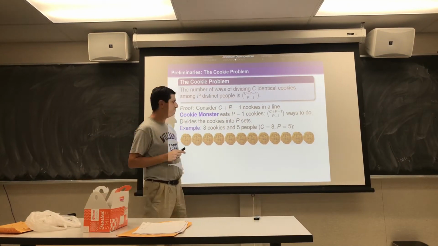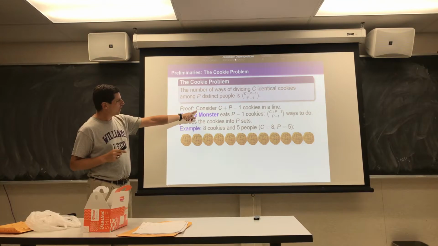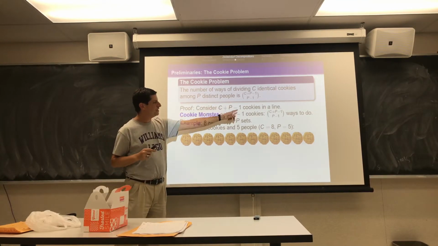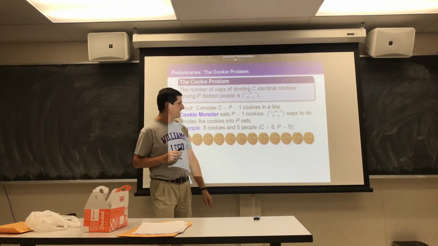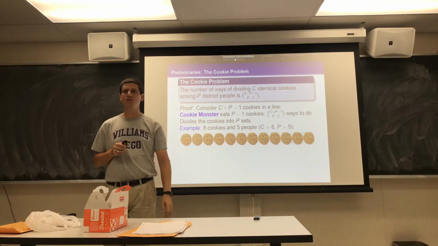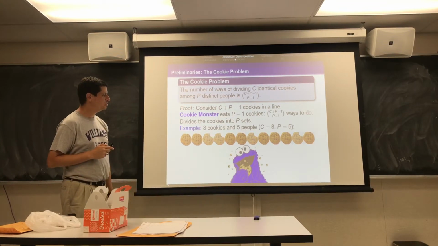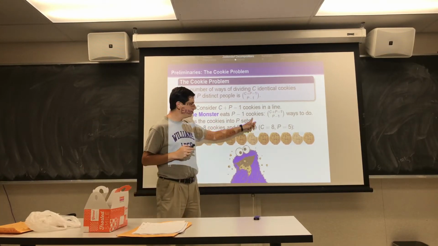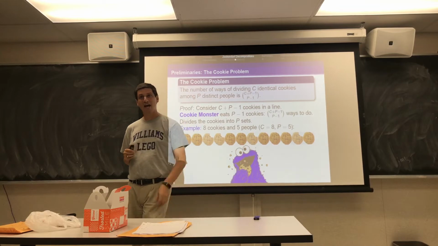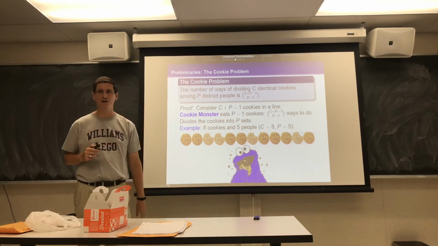So imagine we have 8 cookies and 5 people. So I consider 8 plus 5 minus 1, I consider 12 cookies in a line. And now Cookie Monster eats P minus 1. Cookie Monster comes and he eats 4 cookies. By eating 4 cookies, he puts in 4 dividers, and that splits the set into 5 parts.